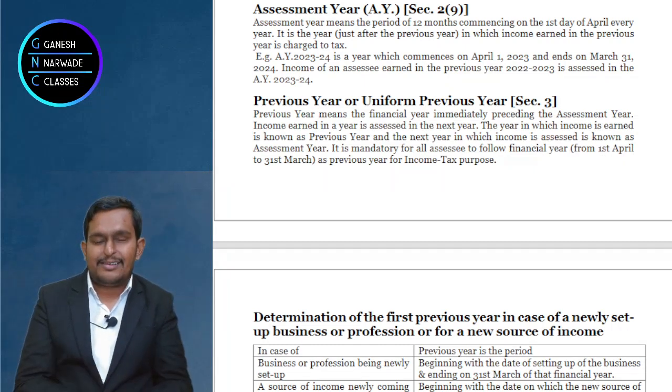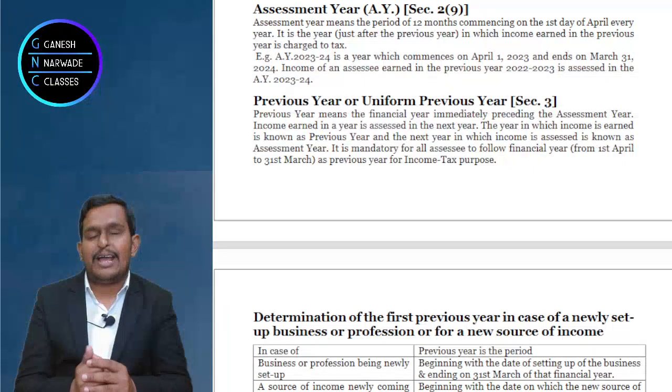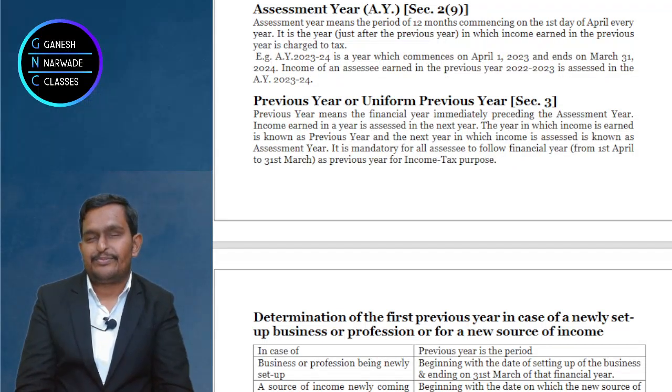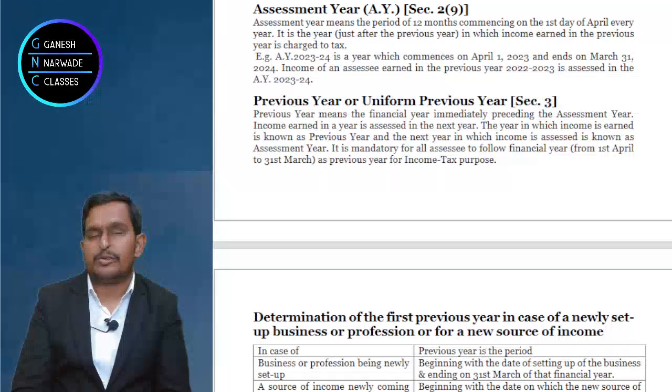But then why did the income tax department not use the word income year? They actually used the word previous year, correct? Why did they use it? Because previous year is the year which comes immediately before the assessment year. Like I said, your exam assessment year is 23-24, correct? So what is the year immediately before that?